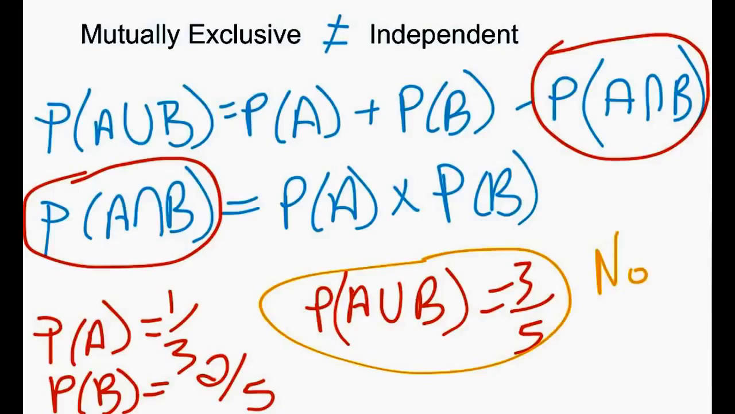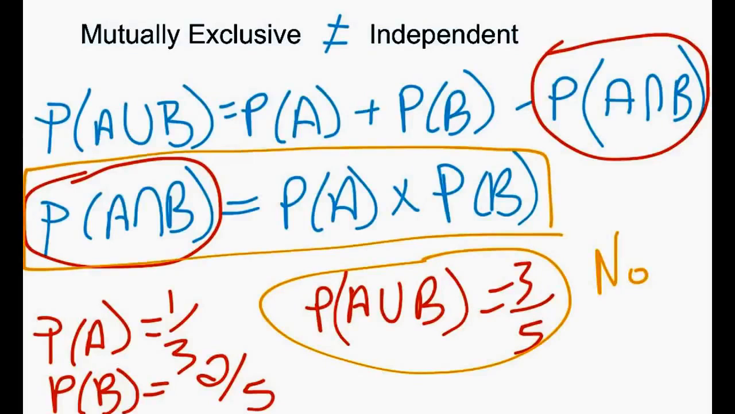So they're not mutually exclusive, so no. And the question is, are they independent? Well, if they're independent, then this second formula has to be true. So we can just plug the numbers in. So is 3/5 equal to 1/3 times 2/5? If you multiply those out, that would be 2/15. And the answer is no, right?